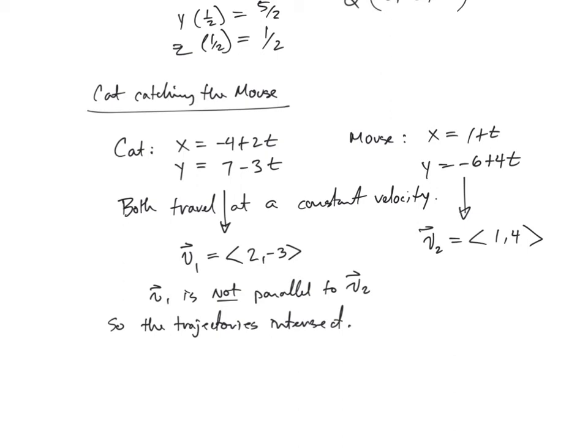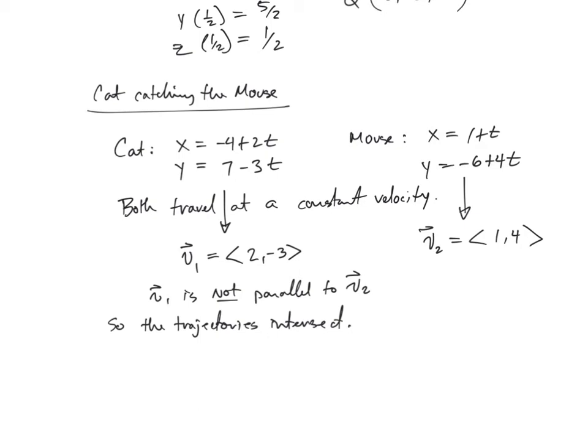Well, that means that the cat's coordinates x, y have to equal the mouse's coordinates x, y for the same value of t. Right? t is time. We're going to interpret t as time. So for one value of t, the same value of t for the cat and the mouse, if the cat's coordinates x, y are the same as the mouse's coordinates x, y, the cat catches the mouse. They're both there at the same time, right?